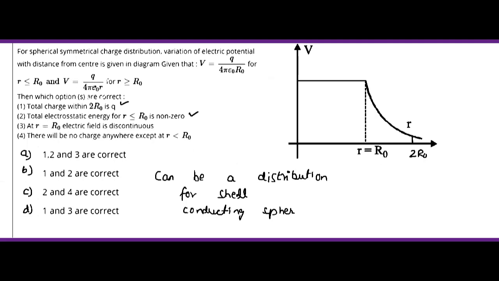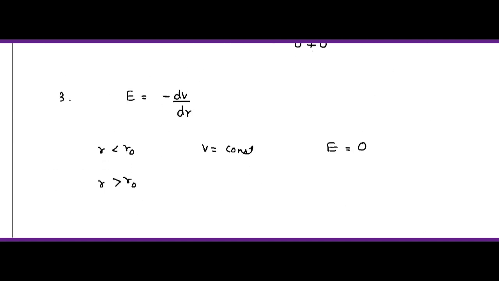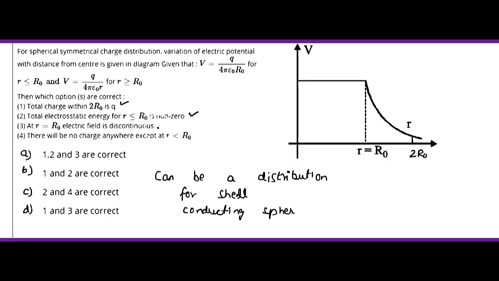So here we see that potential variation is 1 by R, so we can say that it would be some constant divided by R. Now if we take the E value, it would be minus C divided by R square. Now this value is not 0, because R would not be infinity; it would be 0 only when R is infinity. That means there is a discontinuity from 0 value to a certain value. That means this is a correct statement: the electric field is discontinuous.